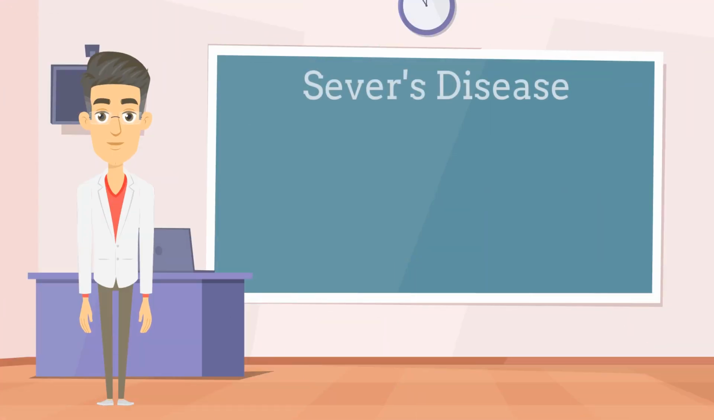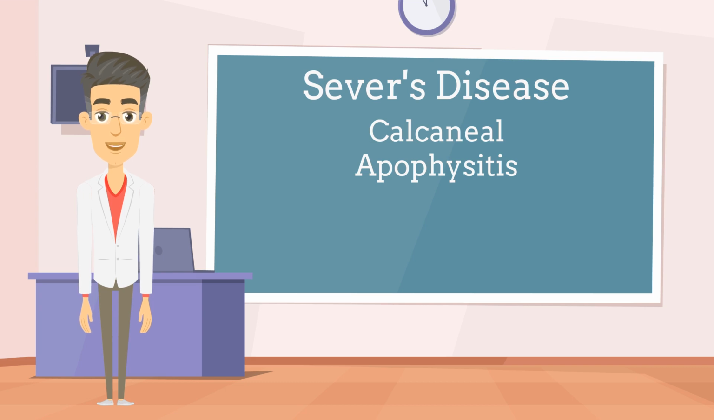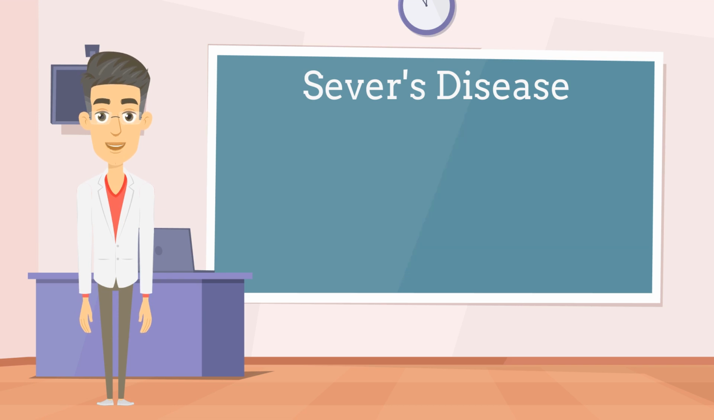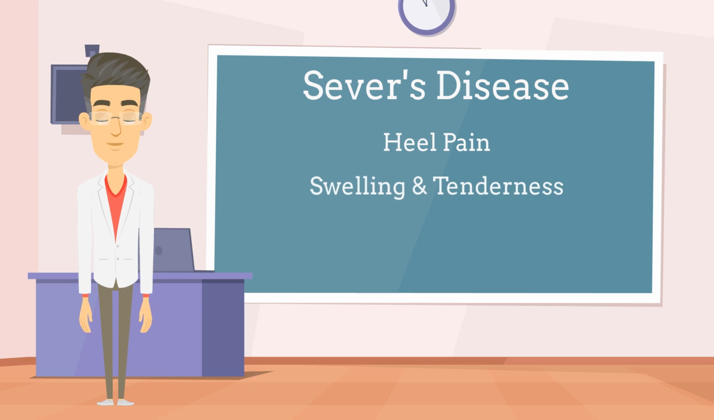Sever's disease is a common condition affecting growing children. Also known as calcaneal apophysitis, it occurs when the growth plate at the back of the heel becomes inflamed. This condition often arises during periods of rapid growth and high physical activity levels. So, what are the typical symptoms to watch out for? Look for heel pain, especially during or after physical activities like running or jumping. Swelling and tenderness around the heel area may also be present.